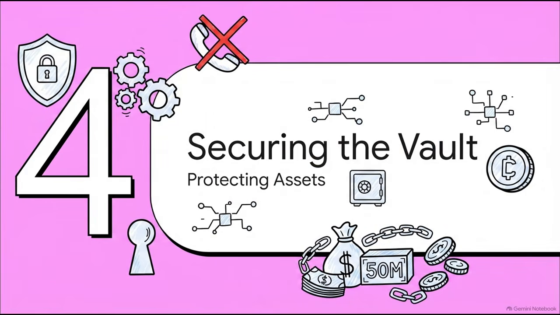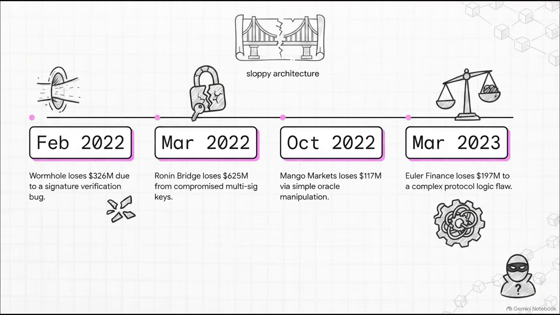All right, we've reached our final architectural pillar in Section 4, securing the digital vault and protecting these tokenized assets. Because when you have $50 million managed purely by code on a public network, well, there's no FDIC hotline to call if things go wrong. And this brilliantly illustrates exactly why security is so paramount.